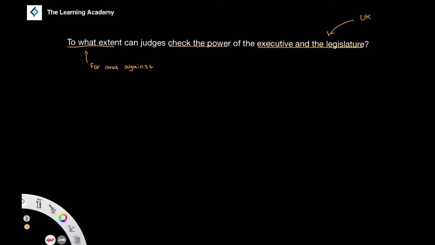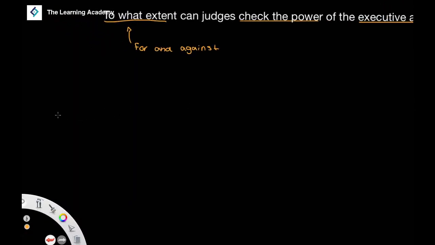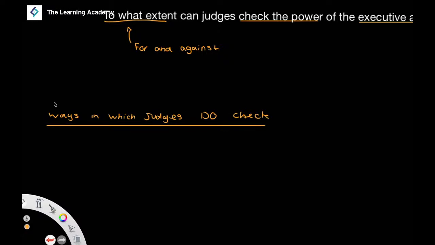So let's divide this up into 2 specific sections. We're going to have one section which is the ways in which judges do check the power of the legislature and the executive. And then on the other hand, the ways in which they do not. So let's set a timer and start thinking about some points that we could utilise to see in what ways judges can check the power of the executive and the legislature, and ways in which they cannot. Let's start with ways in which they can. Does anybody want to chime in? What kind of points can we come to here?